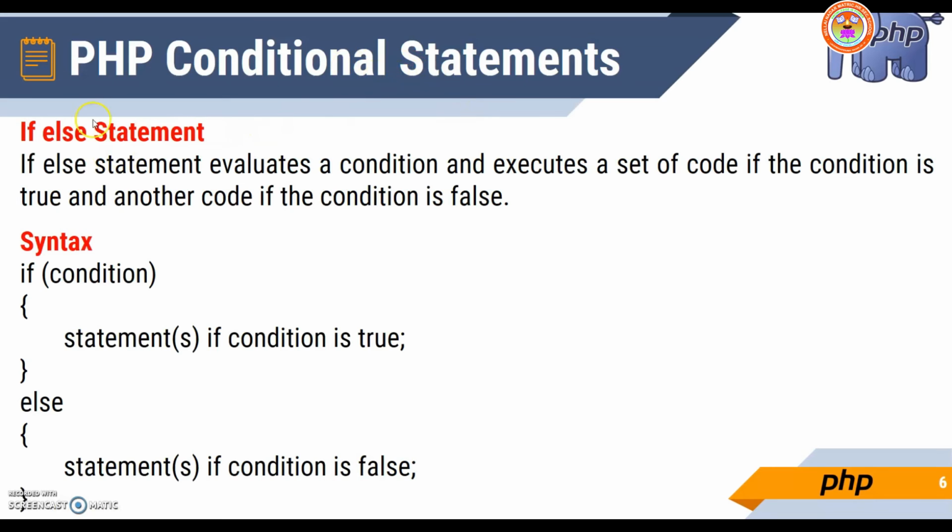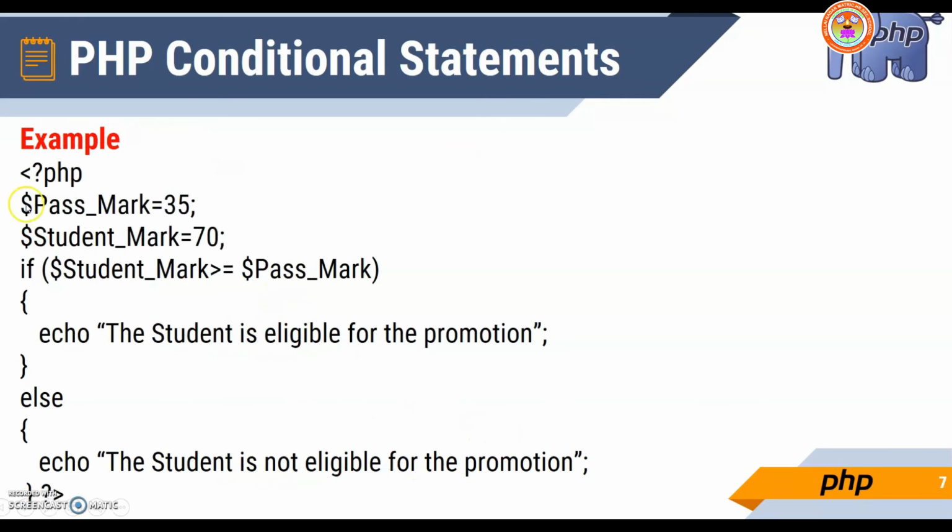PHP conditional statement is the if-else statement. The if-else statement evaluates the condition and executes a set of code if the condition is true. It will execute one set of code if the condition is true and another code if the condition is false. See here, two blocks are available. One is if the condition is true, this will execute, or else the else part will execute. Now we'll see the example for this.